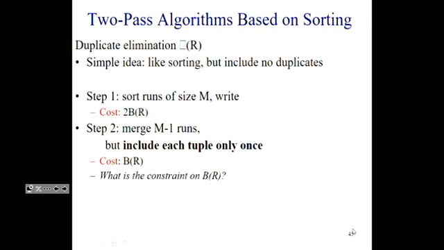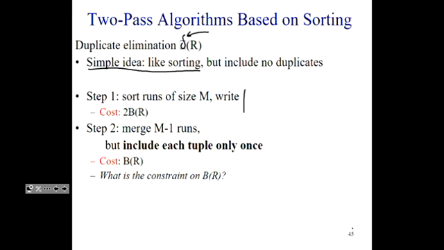Okay, so let's start with duplicate elimination. So duplicate elimination, once again, the extended relational algebra operator is delta. And how would we apply two-pass algorithms for duplicate elimination? It's pretty simple. We simply do sorting, but we don't include any duplicates. So the first step is to sort collections of blocks of size m. You write this out to disk, and then you merge them in the next pass.